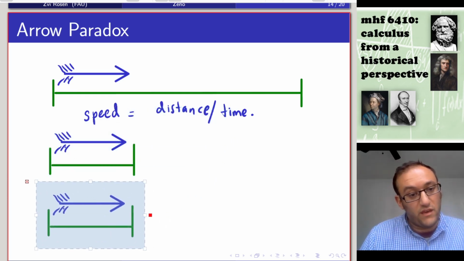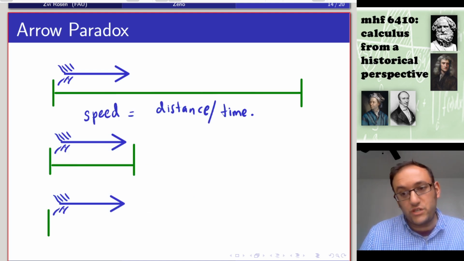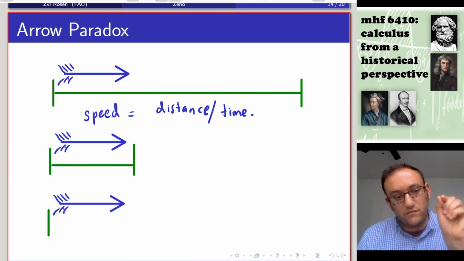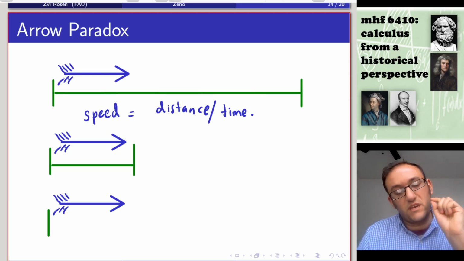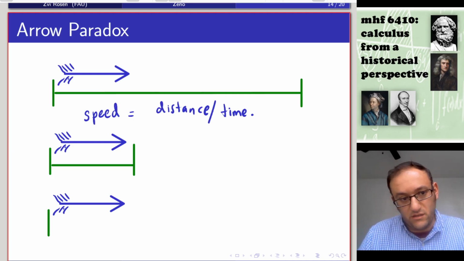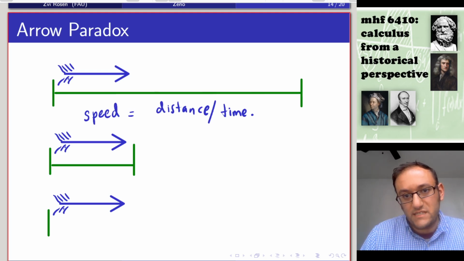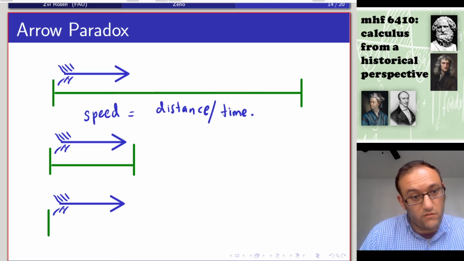Okay, now here comes the paradox. What if we shrink that interval all the way to a point? So we want to get the finest reading on its speed. Well, at that point, there's no distance at all. So the distance equals 0, so that must mean the speed equals 0, right?